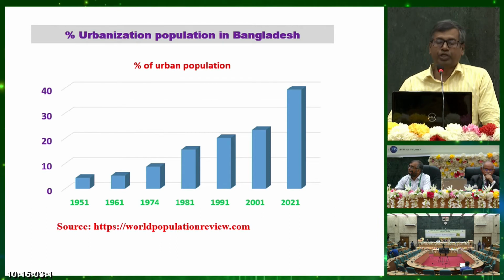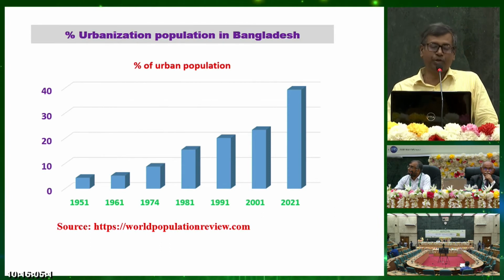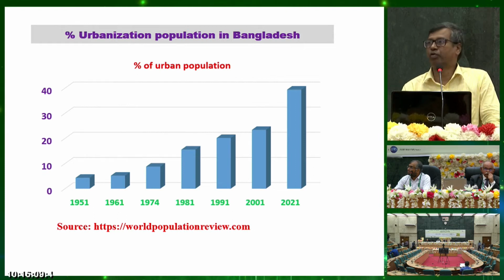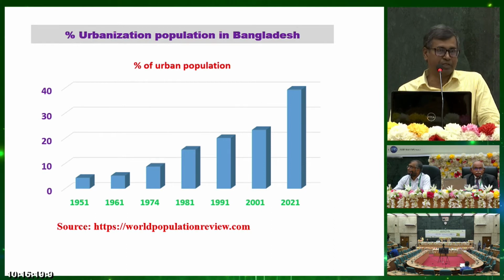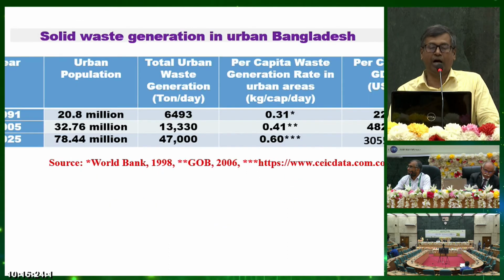The urban population in 1951 was only 4%. But now it is about 40% and it will reach 50% by 2030. The total population of Bangladesh is 17 crore. So it is a huge problem for the local government of Bangladesh to manage the solid waste disposal problem.